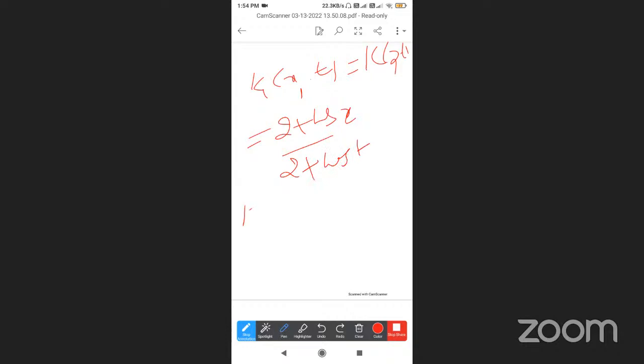So what is the formula for k2 of x comma t? K2 of x comma t is the integral from t to x, k of x comma z into k1 of z comma t into dz. So this is x comma z, and k1 of z comma t. So this is the simplification.